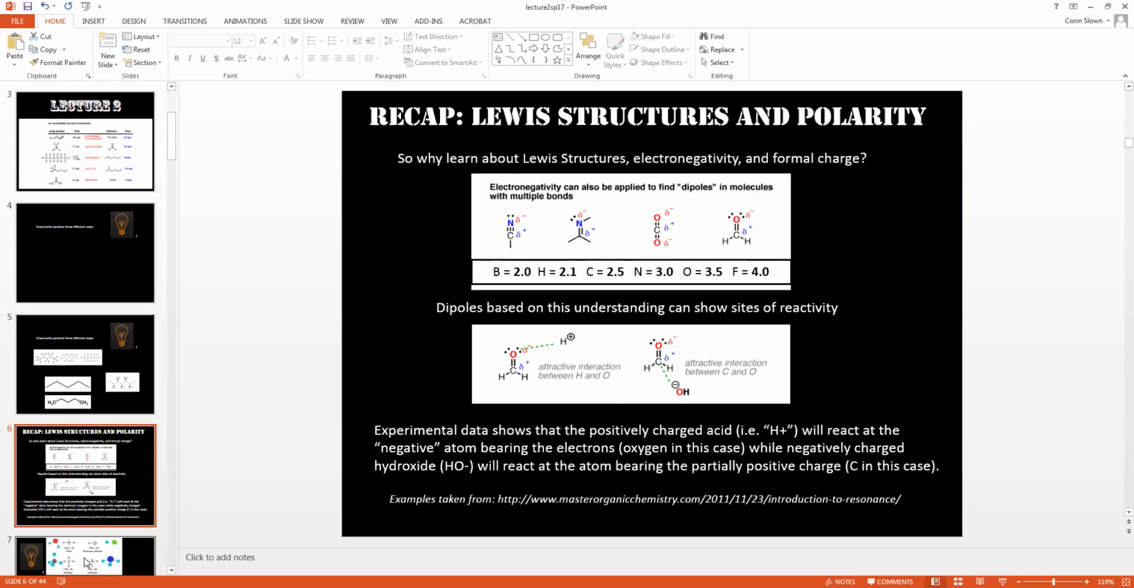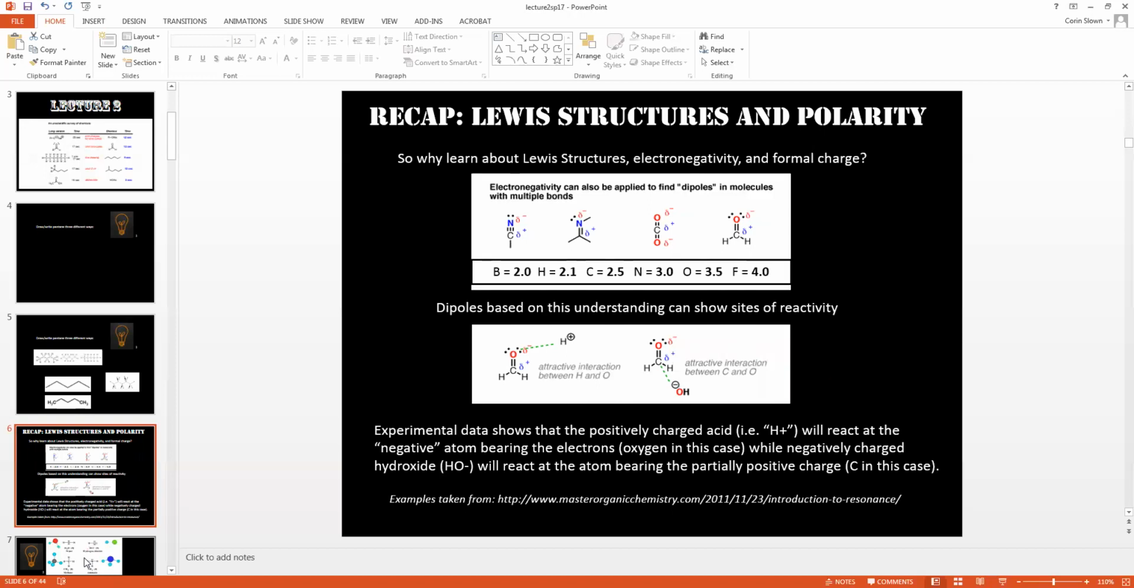As a recap, let's look back at Lewis structures and polarity. So why do we even bother learning about Lewis structures? Why is electronegativity important, or formal charge? We can derive dipoles based on our understanding of how we draw a Lewis structure, what electronegativity is of the atoms, and then what the formal charge is that we can calculate. And if we know where dipoles are, then we can show sites of reactivity.